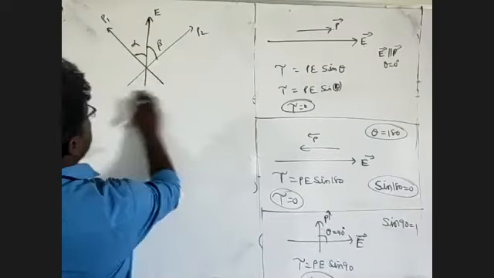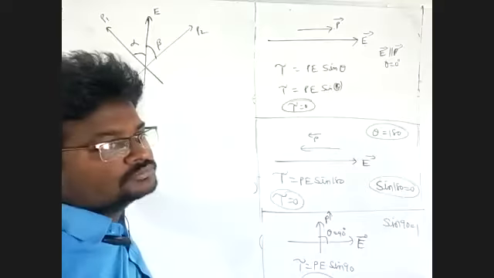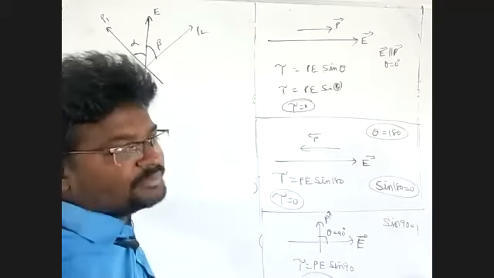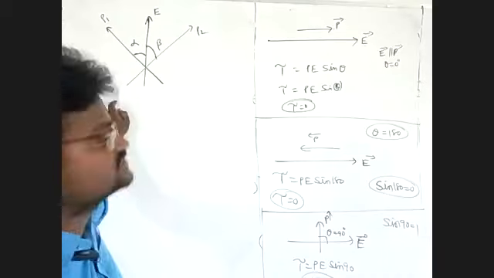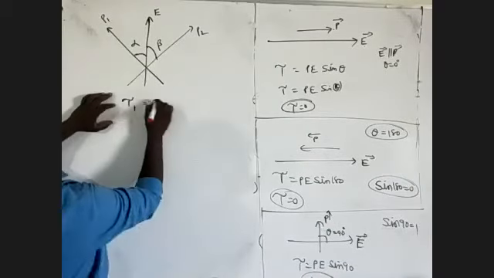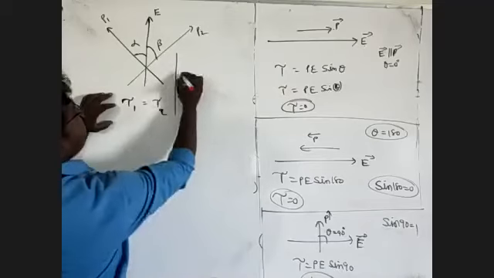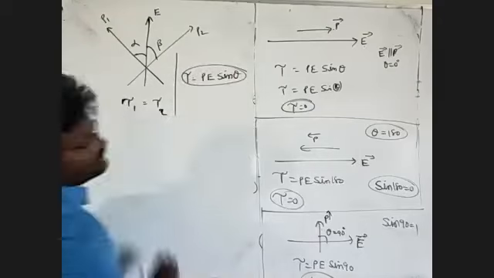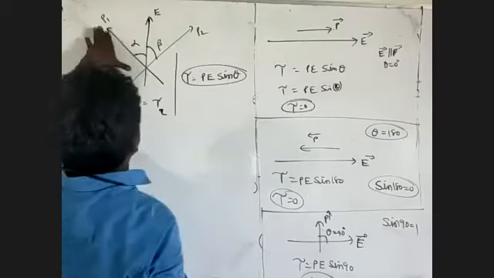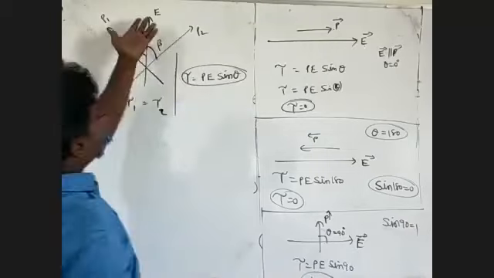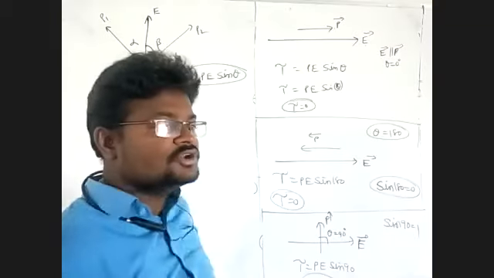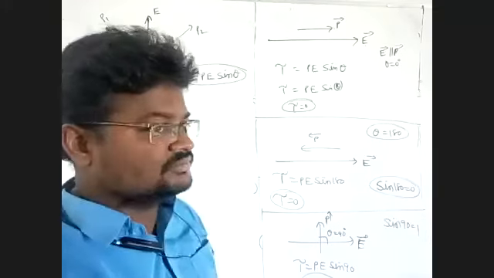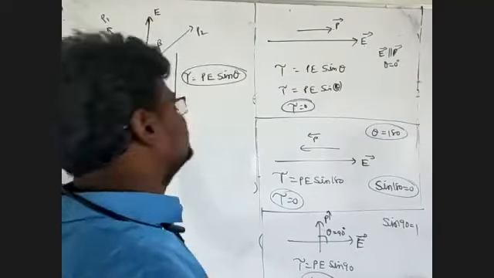Now, in this case, I'm taking the equilibrium position. The two dipoles are in equilibrium position. Equilibrium position means both are at rest, and both at rest means torque T1 is equal to torque T2. The general formula is tau is equal to PE sin theta. This is dipole P1 and this is dipole P2, both in a uniform electric field.